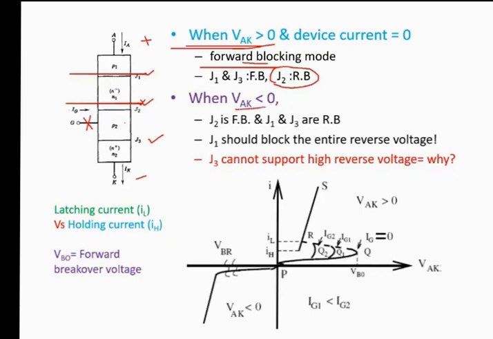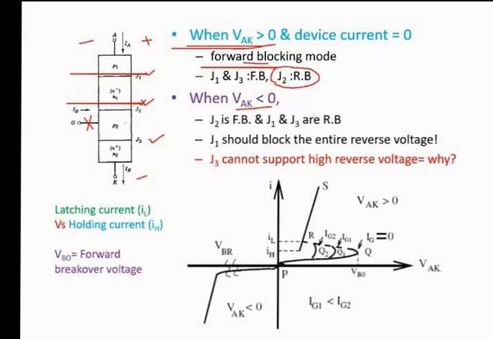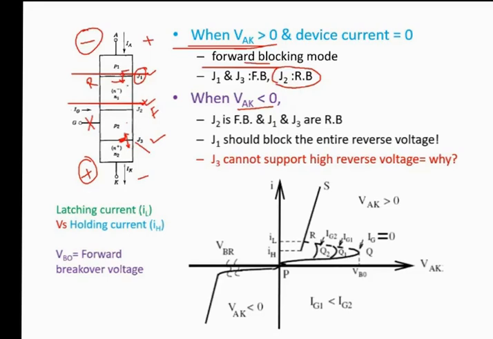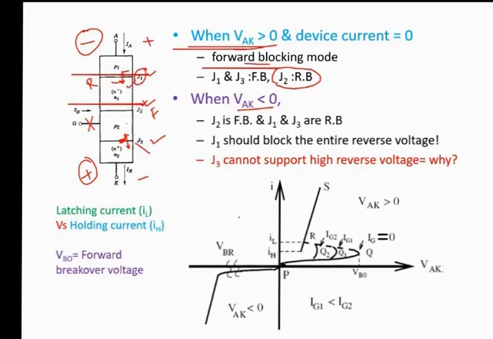When VAK is less than 0, so this is minus, this is plus, then J1 is reverse biased, J2 is forward biased, and J3 is reverse biased. But the junction J1 actually blocks the majority of the reverse voltage because these 2 are heavily doped, so their depletion width is not higher. But this depletion width will be more as compared to J3. So this will be actually blocking the majority of your reverse voltage.